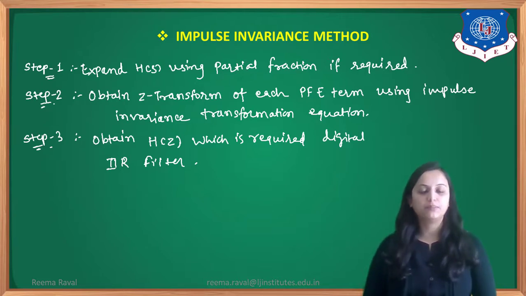So there are basically three steps of designing a filter using impulse invariance method. The first step is expand H of S using partial fraction if required. Second, obtain Z transform of each PFE term, that is partial fraction expansion term, using impulse invariance transformation equation. Step 3 is to obtain H of Z, which is required digital IIR filter. So these are the three steps using which we can design IIR filter based on impulse invariance method.